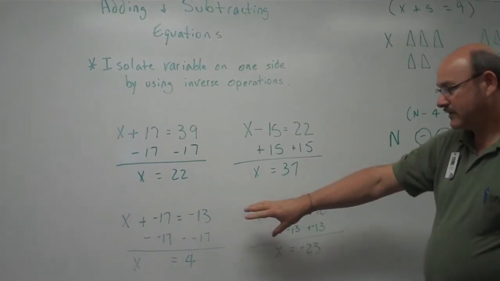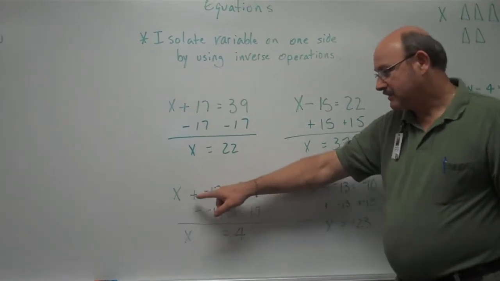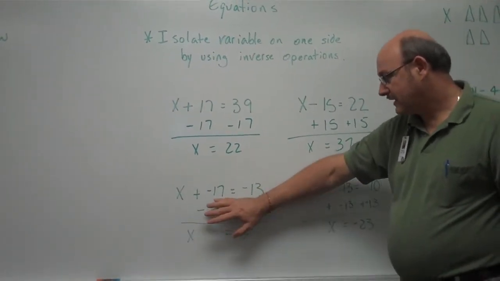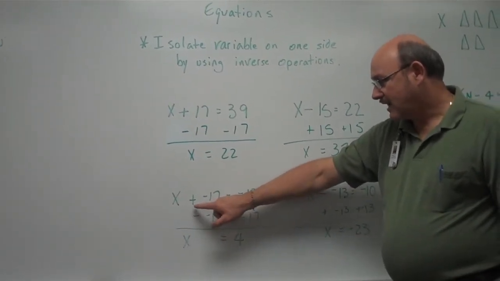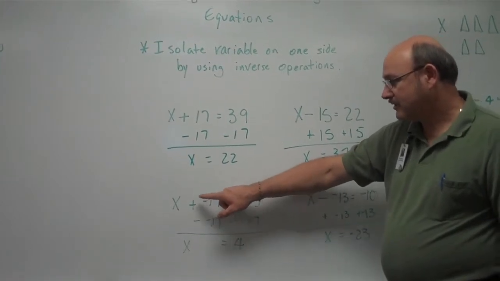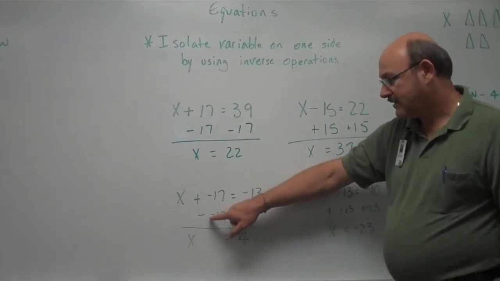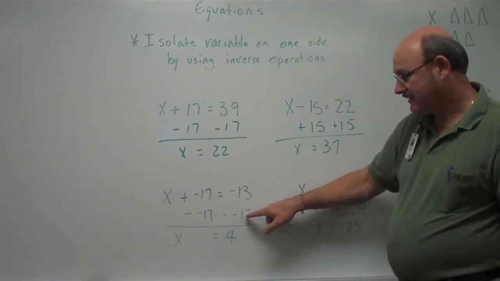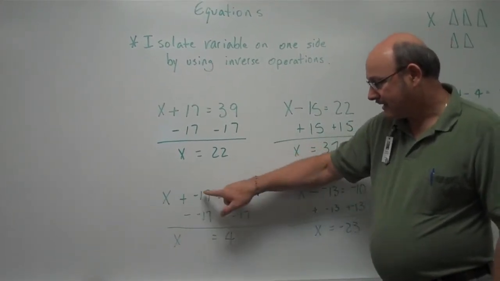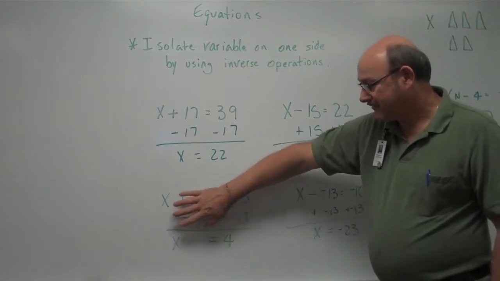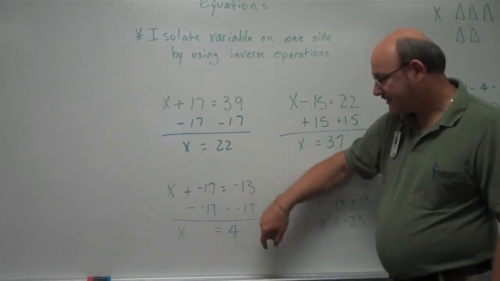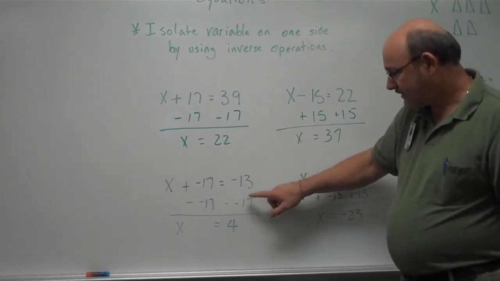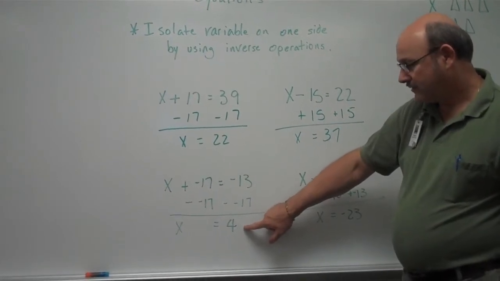Throw a few integers in here. x plus negative 17 equals negative 13. Well, I have a plus negative 17. I'm going to do the opposite. I'm going to subtract negative 17 from both sides. Plus negative 17 minus negative 17 cancels, leaving an x. Negative 13 minus negative 17 is 4.